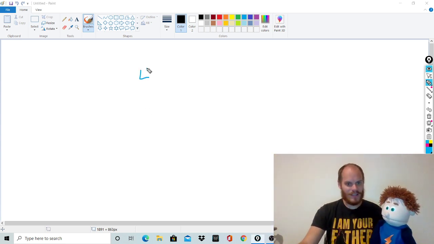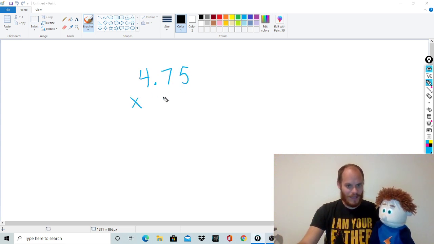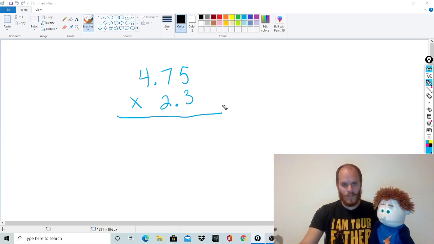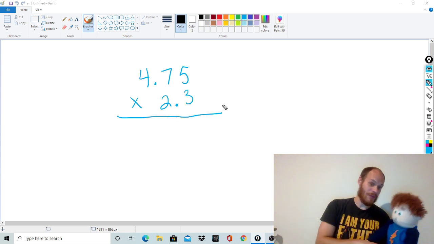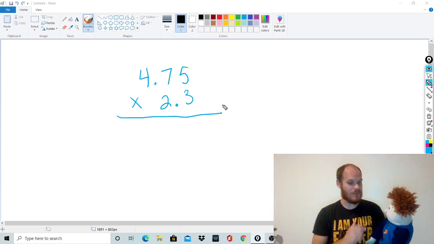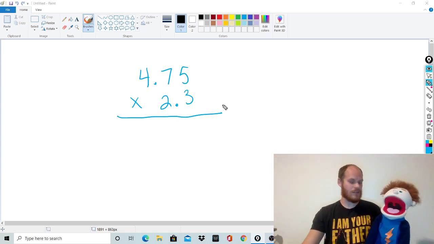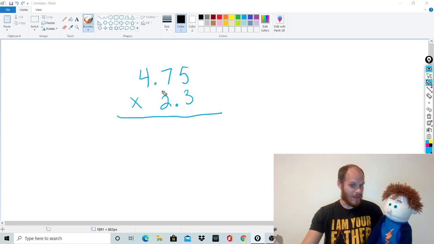If I got something like 4.75 and I multiplied it by 2.3. Hey, you didn't line up the decimals. See, in multiplication, you don't have to line up the decimals. You only do that in addition and subtraction. Oh, okay. So I'm just going to do my regular multiplication.